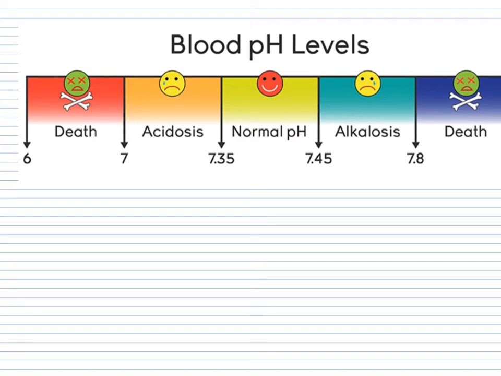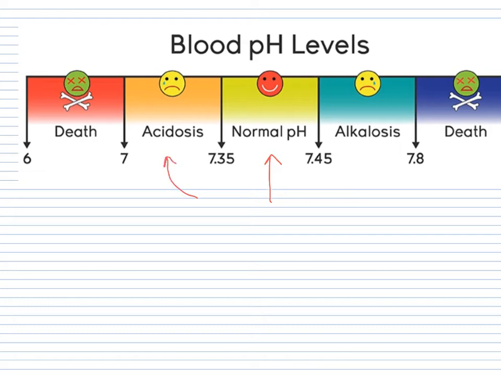The most practical example of a buffered solution is our blood. It can absorb the acids and bases produced in biological reactions without changing its pH very much. A constant pH for blood is vital because cells can survive only in a very narrow pH range. As you can see from this diagram here, your normal pH is going to be somewhere between 7.35 and 7.45.